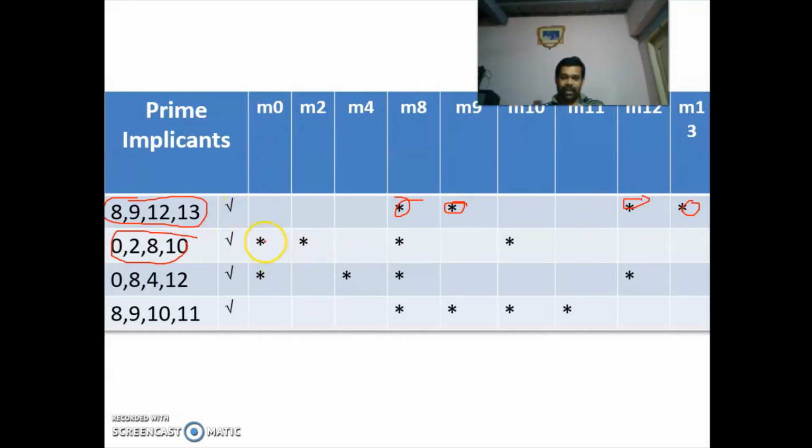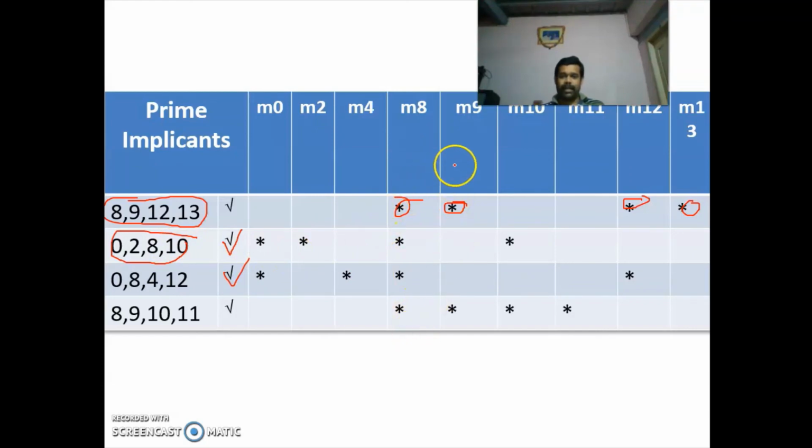So the first column has 2 stars, neglected. The second column has only 1 star, so you put a tick mark. So here I have put a tick mark to the corresponding row. Next, here you have only one star in this column, so here you put a tick mark.